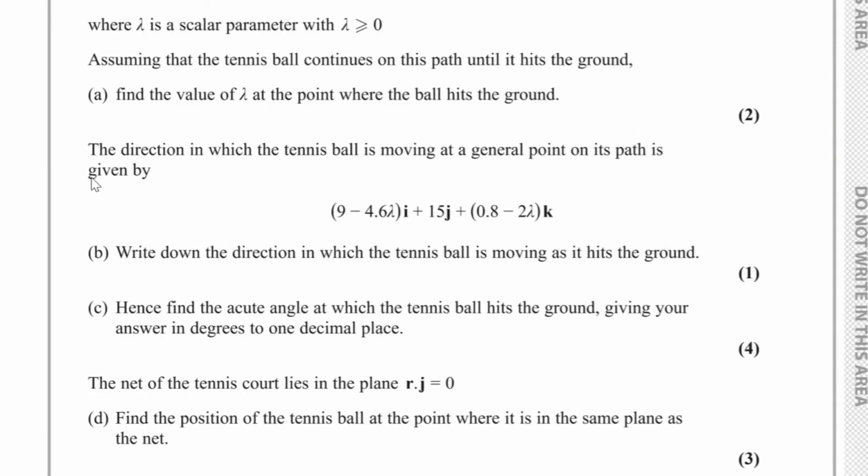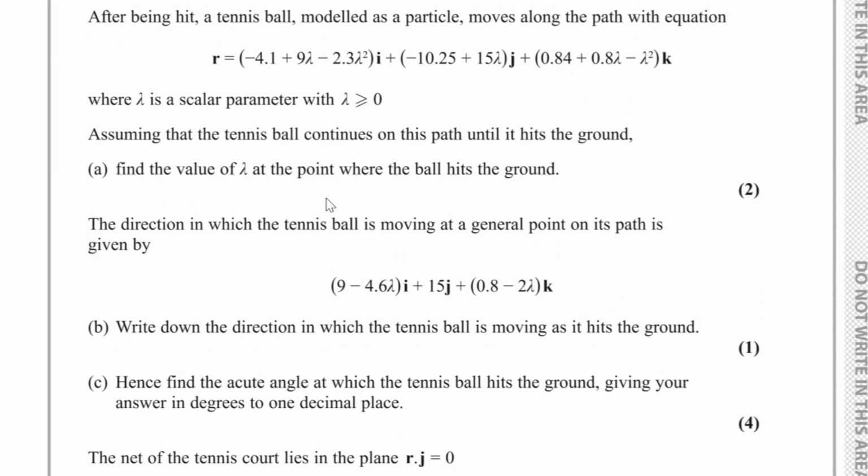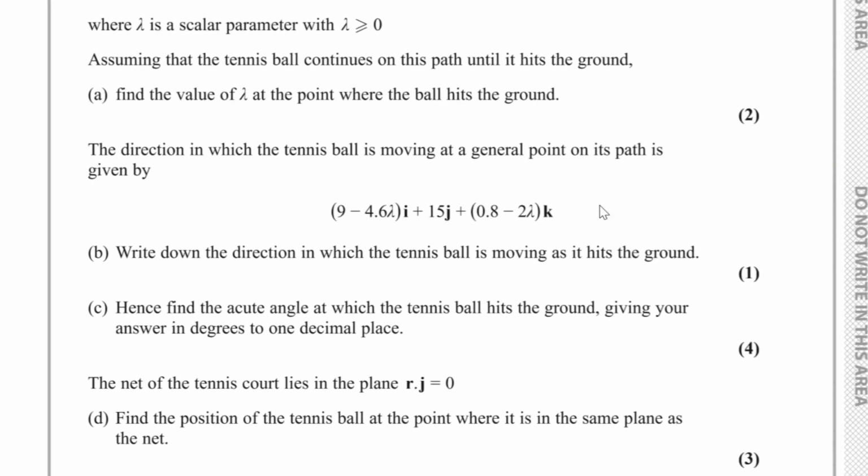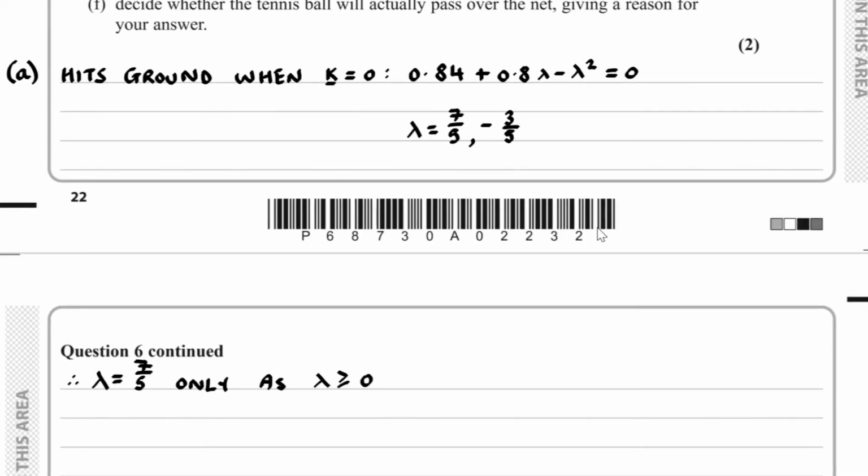Now, the direction in which the tennis ball is moving at a general point on its path is given by 9 minus 4.6 lambda i plus 15j plus 0.8 minus 2 lambda k. And we have to write down the direction in which the tennis ball is moving as it hits the ground. Well, we've found the value of lambda for which the ball hits the ground, and all we have to do is substitute that value of lambda in.